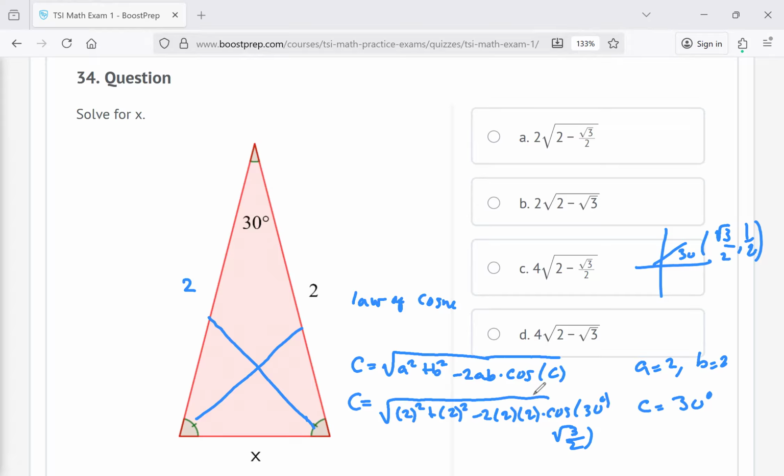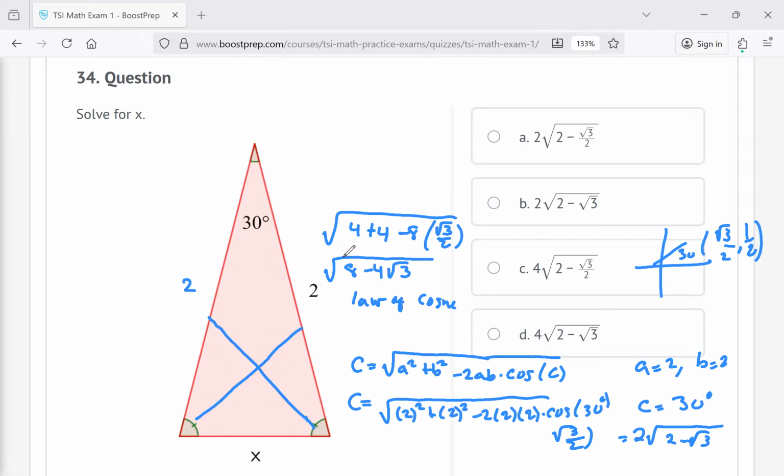And when you do all the work, you're going to get 2 square root of 2 minus square root of 3, right? 2 squared is 4, 2 squared is 4, negative 2 times 4 is negative 8, and then cosine of 30 is radical 3 over 2. 4 plus 4 is 8. Negative 8 divided by 2 is negative 4 square root of 3. When you simplify it, you could take out the 2, and you're going to get 2 square root of 2 minus square root of 3. Letter B, right? Yes.